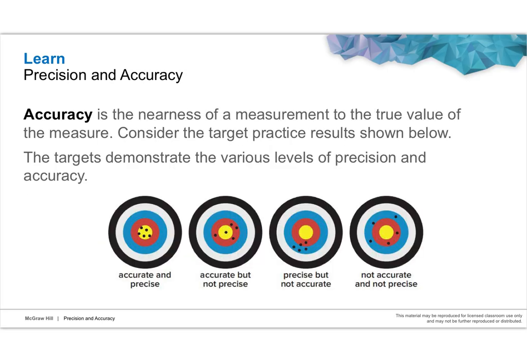And our second vocabulary word, accuracy, is the nearness of a measurement to the true value of the measure. And so if we consider these target practice results shown, the targets demonstrate the various levels of precision and accuracy. So precision, repeatability, and accuracy, nearness to the actual true value.